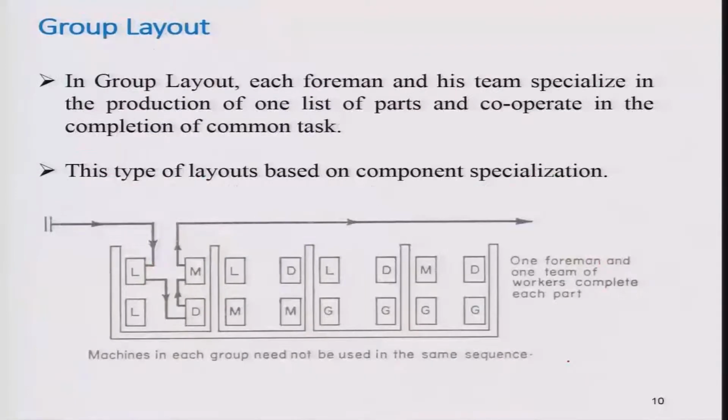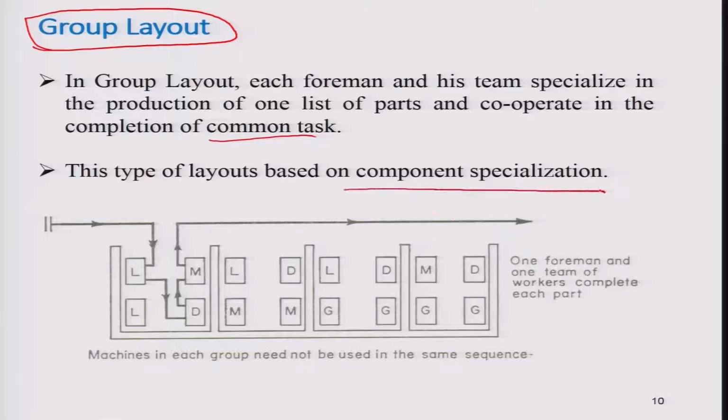Okay, now the last one is a group layout. In a group layout, each foreman and his team specialize in the production of one list of parts and cooperate in the completion of common tasks. Okay, this type of layout is based on component specialization. Here what happens, one foreman and one team of workers complete each part.